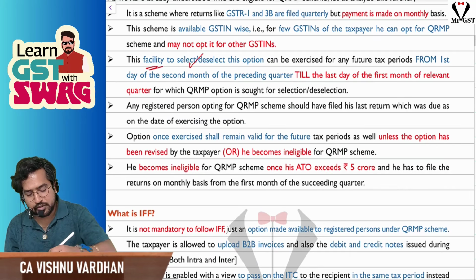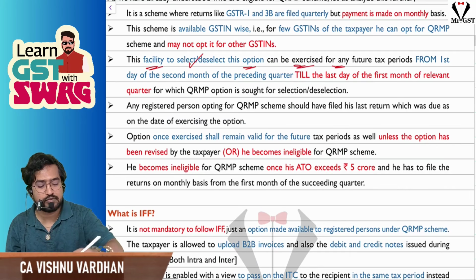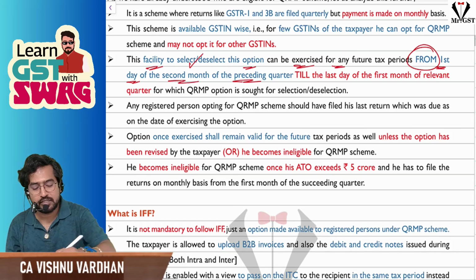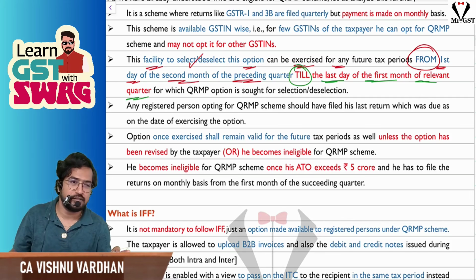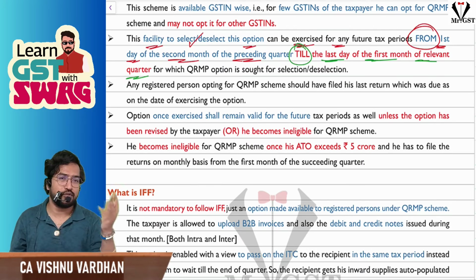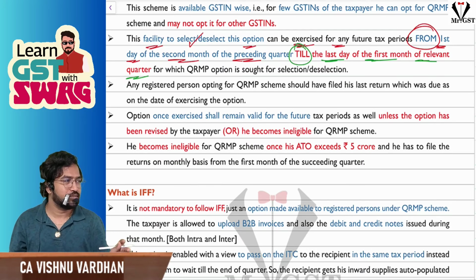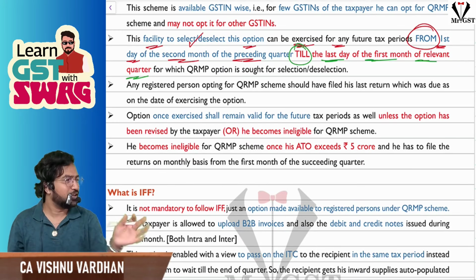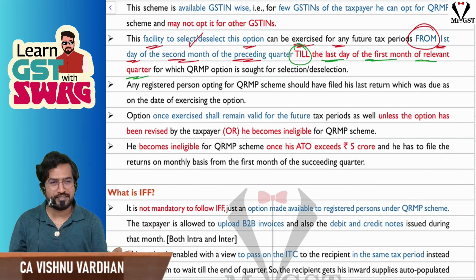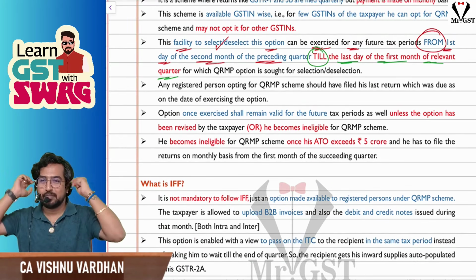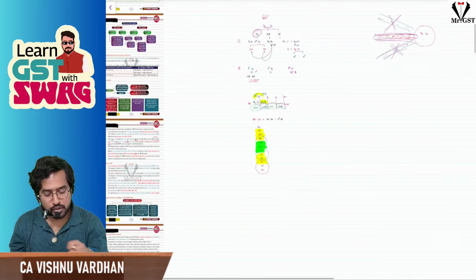The facility to select and deselect this option can be exercised from any future tax period from first day of the second month of the preceding quarter till the last day of the first month of the relevant quarter. I don't know what you are thinking while reading this point or what you have thought. You were like, okay, it is too complicated. This fellow will explain, however. Right, fine. Shall we proceed? Clear, understood? So that is what option to select and deselect.